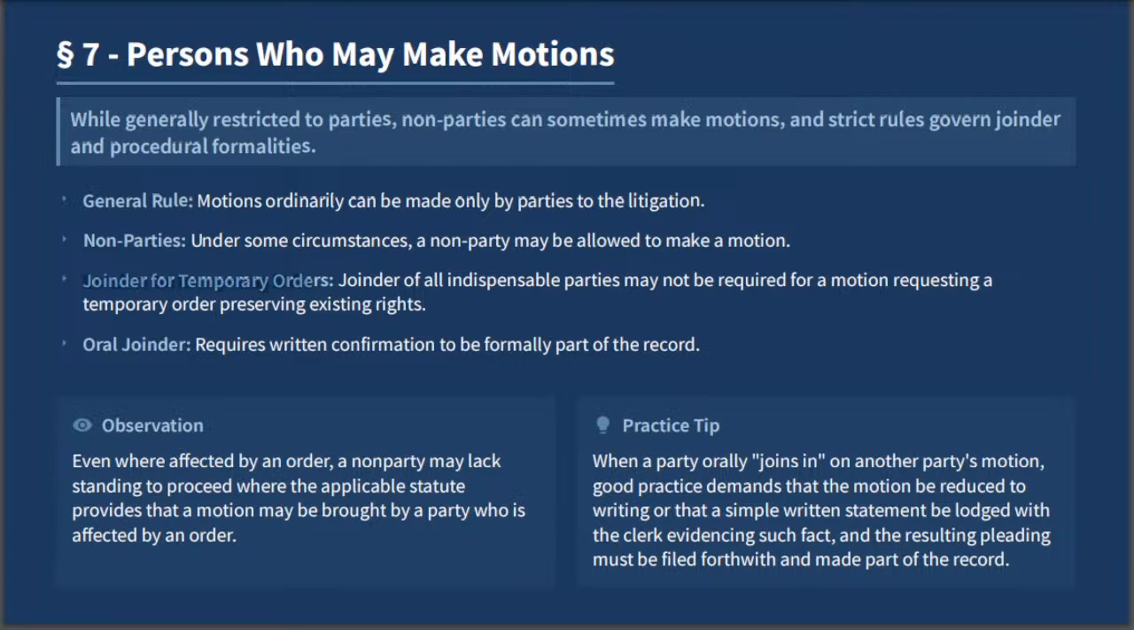The joinder for temporary orders. A joinder of all indispensable parties may not be required for a motion requesting a temporary order preserving existing rights. And then there's the oral joinder, which requires written confirmation to be formally part of the record. So we'll get more into that here. In the observation, even where affected by an order, a non-party may lack standing to proceed where the applicable statute provides that a motion may be brought by a party who is affected by an order. So, a non-party may lack standing to proceed where the applicable statute provides that a motion may be brought by a party who is affected by the order.